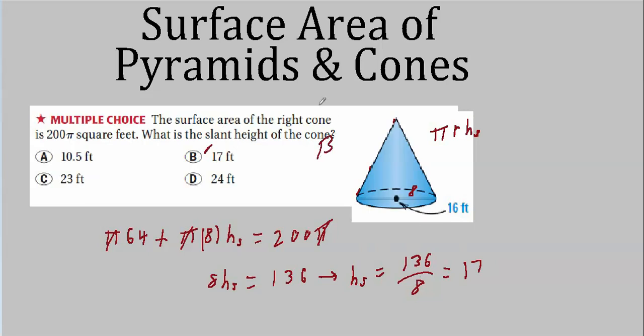Again, all we had to do was remember our formula for the surface area of the cone, lay it out, and then see what happens. And what happened is a lot of stuff drops out, and we get a pretty easy equation to solve.